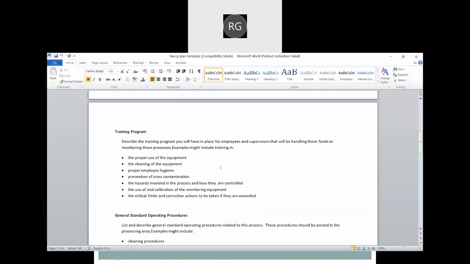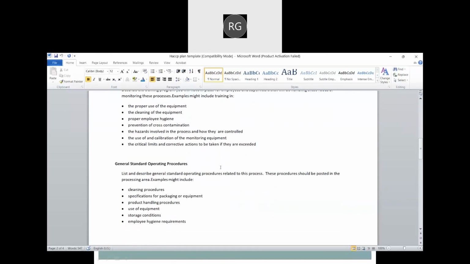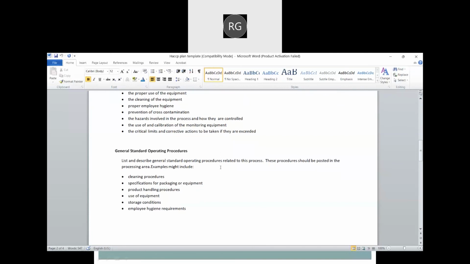Okay. General standard operating procedures. List and describe general standard operating procedures related to this process. These procedures should be posted in the processing area. Examples might include cleaning procedures, specifications for packaging or equipment, product handling procedures, use of equipment, storage conditions, and the last one is employee hygiene requirements.